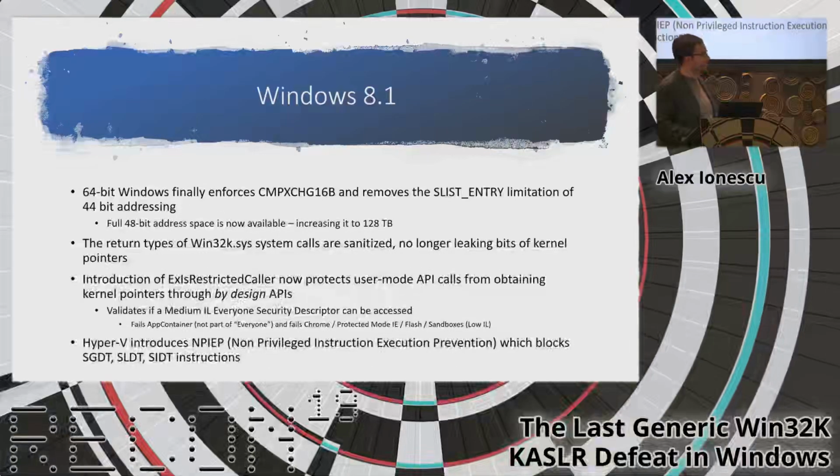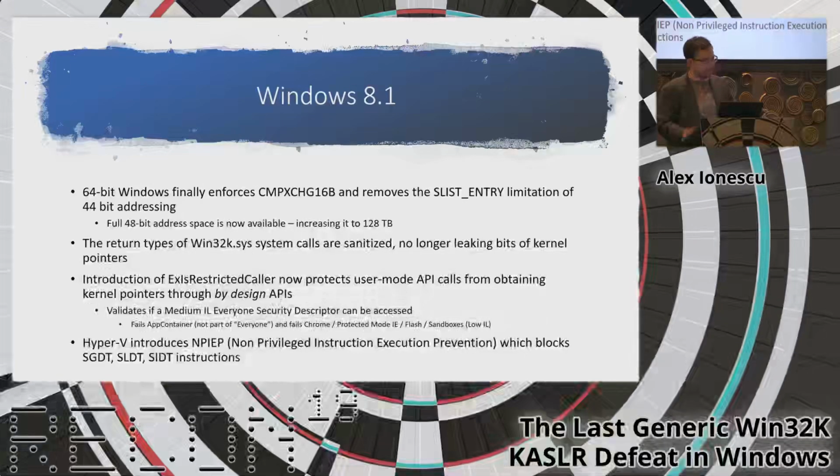Windows 8.1 comes out and makes things a little bit harder. In Windows 8.1, you now need a processor that supports compare exchange 16 bytes. So you can no longer boot on a 1999 Opteron. Because of this, they remove the S-list entry limitation, and now you actually have a full 128 terabyte address space. They still don't have a kernel virtual address space allocator. The regions are still fixed, but with 128 terabytes, the entropy is a little bit bigger, the randomness of the internal allocation helps, and we're raising the bar a little bit.